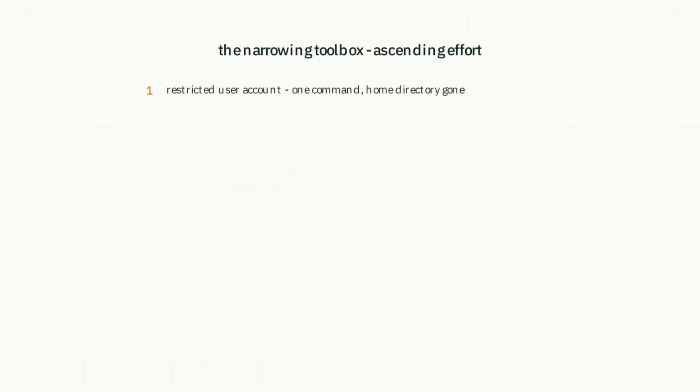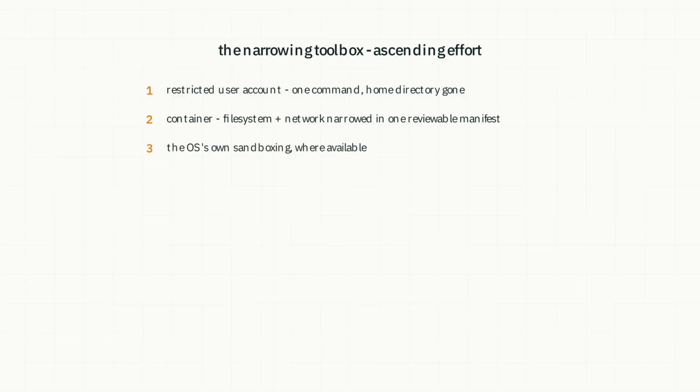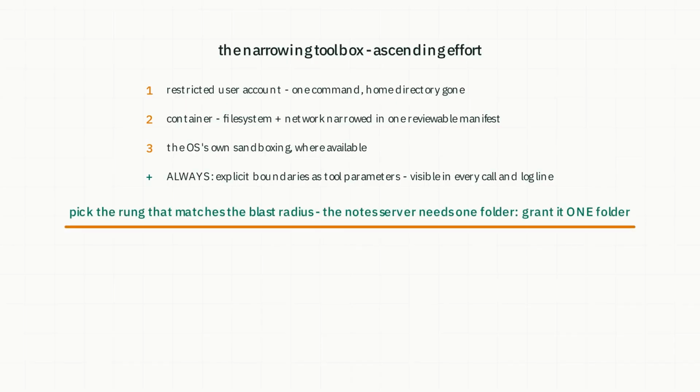The narrowing toolbox, quickly, in ascending effort. A dedicated restricted user account, one command to create, and the server stops seeing your home directory. A container, file system and network narrowed in one manifest you can review in a pull request. The operating system's own sandboxing where available. And in every case, explicit boundaries as tool parameters, the working directory, the project scope, passed in rather than assumed, so the boundary is visible in every call and every log line. Pick the rung that matches the server's blast radius. The notes server needs one folder, grant it one folder.